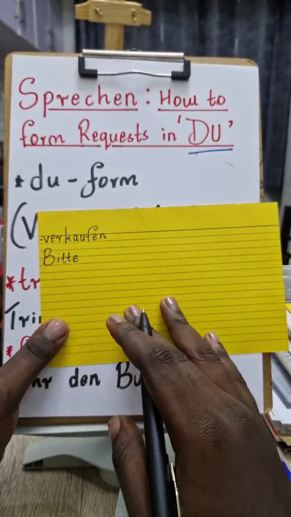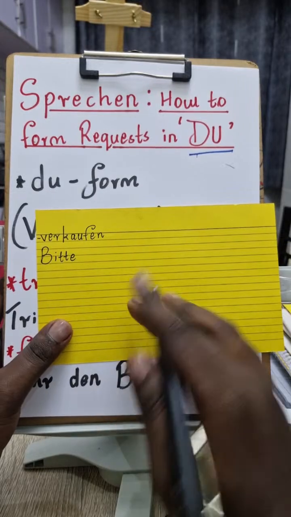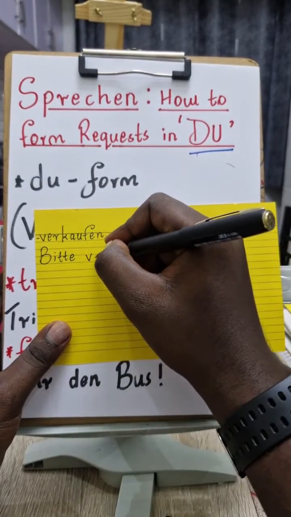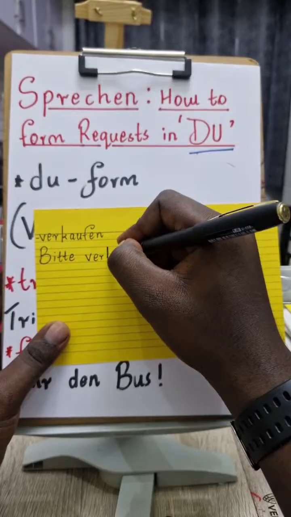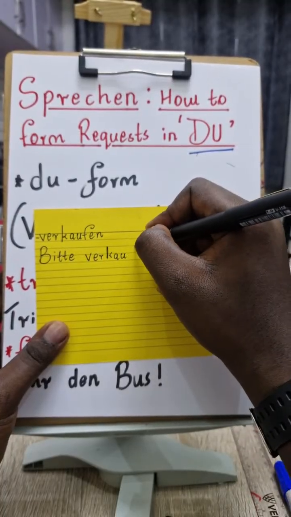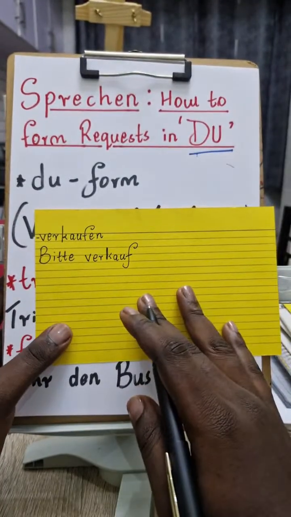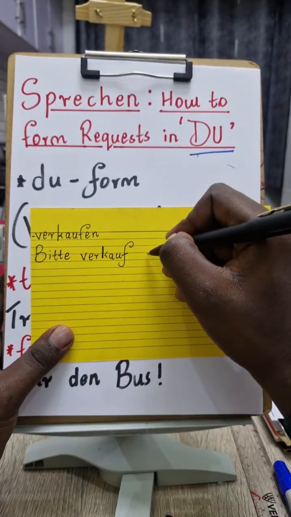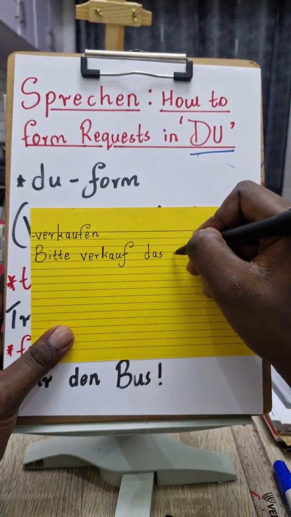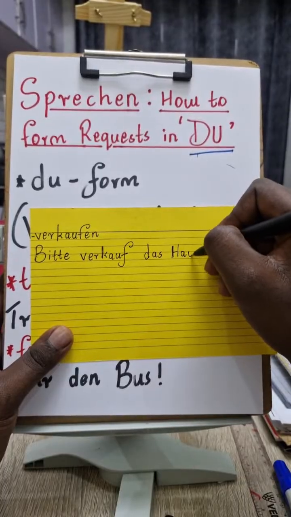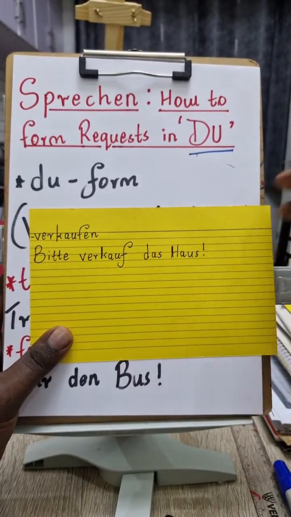That is bitte, right? Now the en is removed. Now I'm remaining with Verkauf. All right, bitte verkauf das Haus. And then you put an exclamation mark.